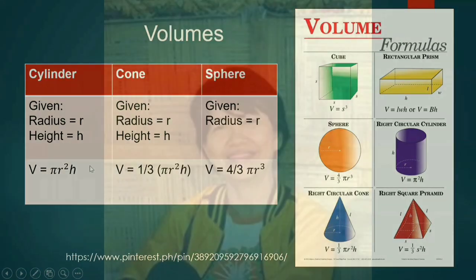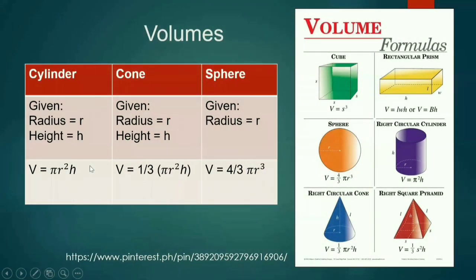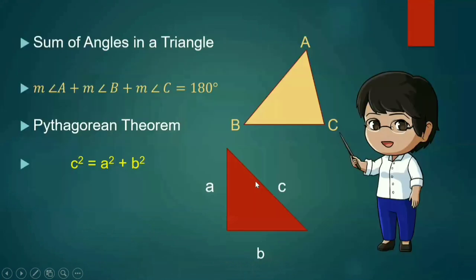For the cylinder, the volume is equal to pi r squared h. The volume of a cone is 1/3 pi r squared h, or 1/3 of the volume of a cylinder with the same height and radius. And the volume of a sphere is equal to 4/3 pi r cubed.